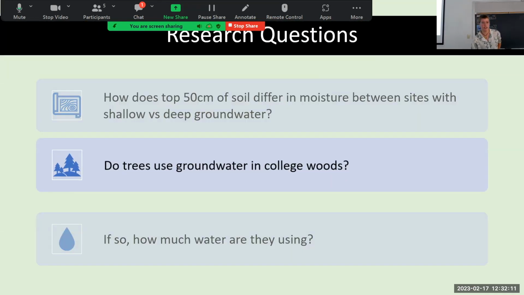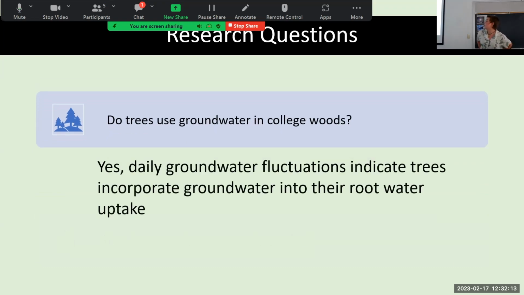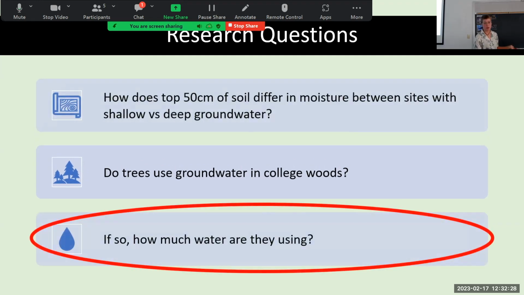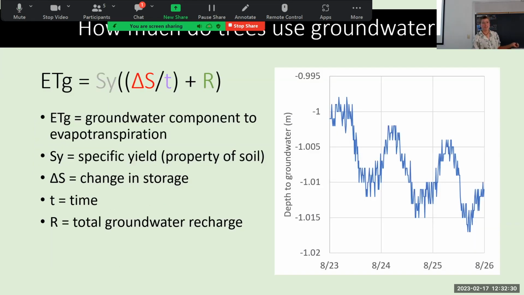So do trees use groundwater in College Woods? Yeah. The daily groundwater fluctuations indicate that trees incorporate the groundwater into their root water uptake. And from that, we want to look at the signal across the whole thing. So we're going to look at how much water they're using. So how much do trees use groundwater?